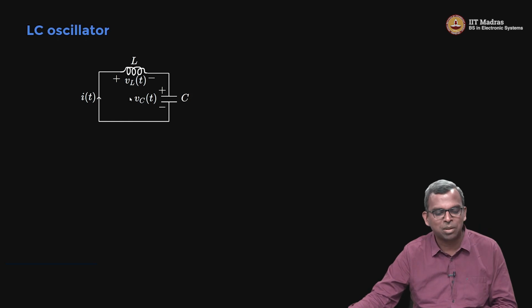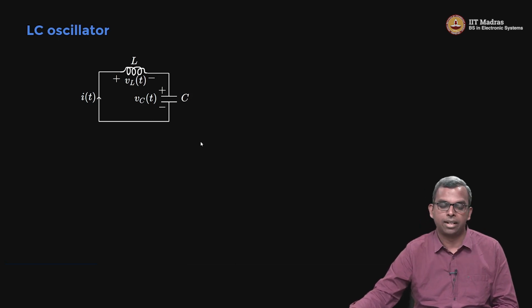This has various names associated with it. The inductance I'm calling L, the capacitance is C. The voltage across the capacitance is Vc of t, Vl of t is the voltage drop across the inductance, and the current is flowing in this direction to make sure the signs will work out consistently. So this is the basic LC oscillator, as it's called.